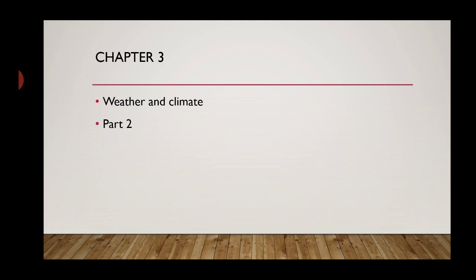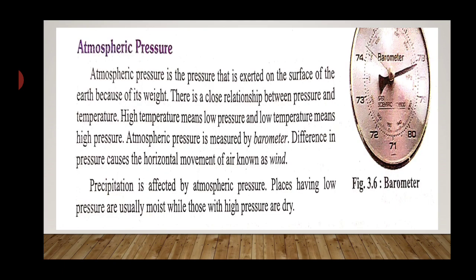The chapter which we were studying was chapter number 3, weather and climate. Previously we studied the first part of the chapter and this is the second part of the chapter. Now let's see what are the headings in the second part of the chapter. The first heading is atmospheric pressure. Now let's see what is atmospheric pressure.